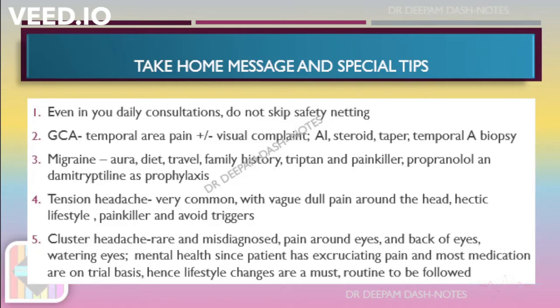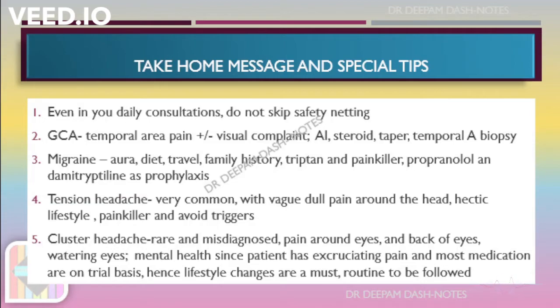In GCA, you would have a temporal area pain with or without a visual complaint. It is autoimmune. It is treated with a steroid, and you would need to taper it off. And the rheumatologist might need to do a temporal artery biopsy, hence a referral is required. As far as the migraine is concerned, it often is accompanied by aura in 20% of the cases, and it has some trigger factors such as diet, travel, family history. The mainstay of treatment is triptan and painkiller. Propranolol and amitriptyline can be used as prophylaxis.